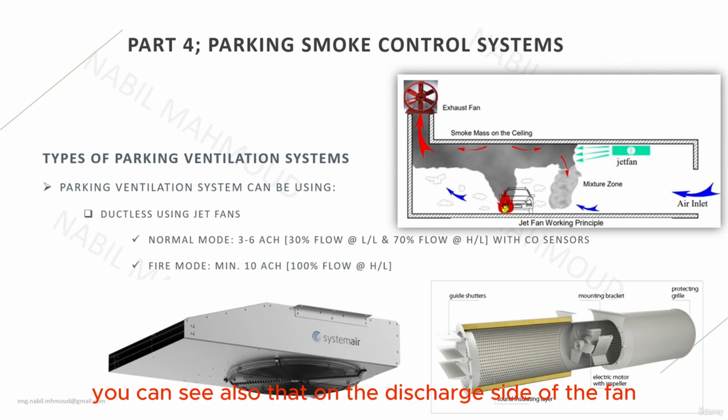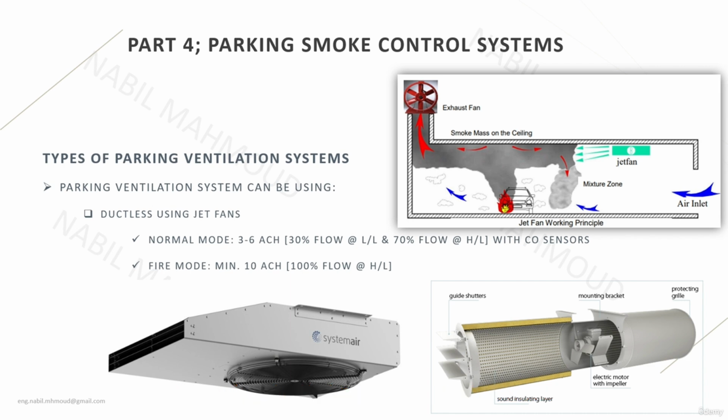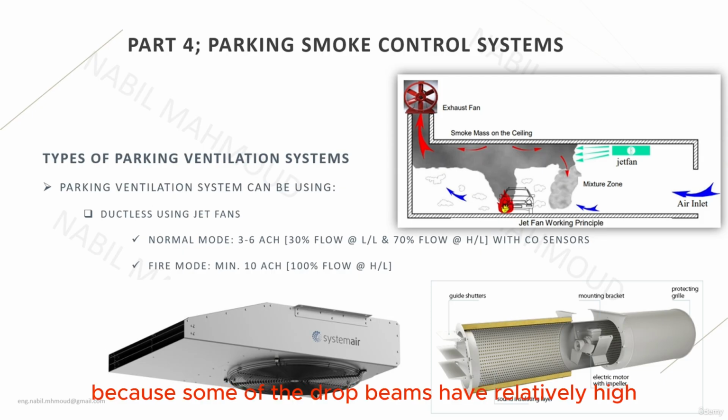You can see also that on the discharge side of the fan, which is the left side of the fan, there are what are known as guide vanes or jet fan deflectors, and these are used to guide the discharge if you would like to discharge the flow from the fan at a certain angle, tilted and not horizontal. This is very useful in controlling the movement of the air and preventing it from hitting any civil obstructions like beams and columns, because some of the drop beams have relatively high depth which can obstruct the discharge of the fan, and this is one of the solutions that you use to overcome this problem.